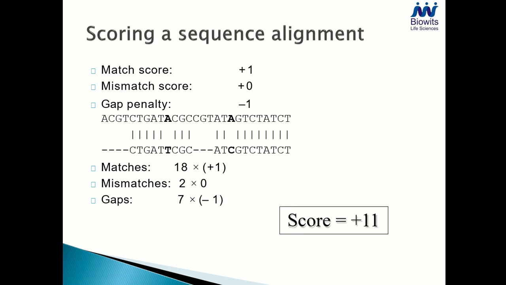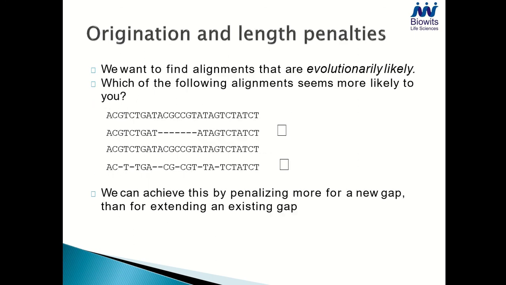Meron bang gap penalty? Nagkaroon ba ng insertion or what? So wow, this is how highly advanced science is. Okay? So origination and length penalties. We want to find alignments that are evolutionary likely. So which of the following alignments seems more likely to you? Alin dyan ang magkakamuka? So we can see that there is a similarity between the, what about the second row?